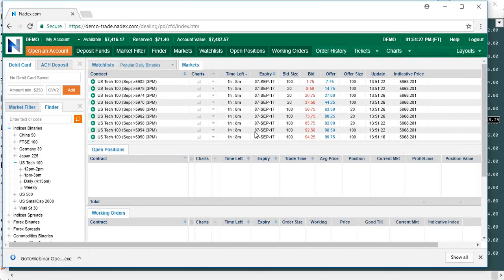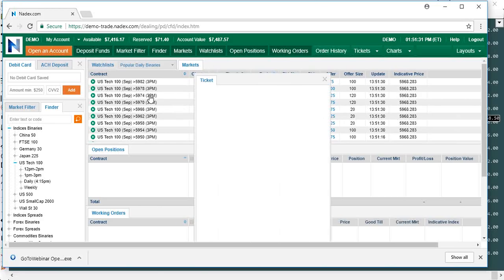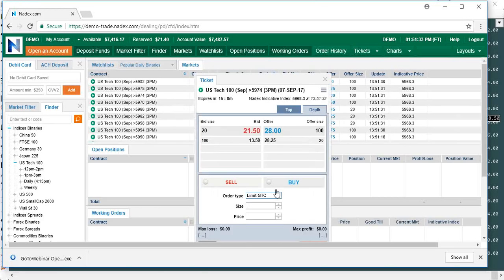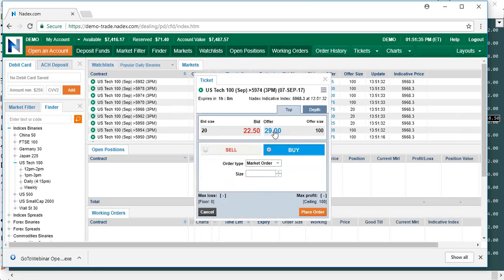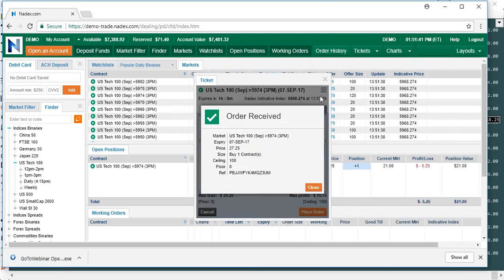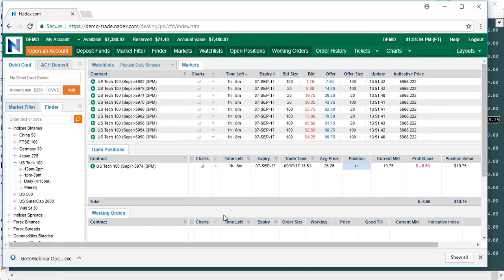Let's just say, for example, that I went in and I bought this binary right here. Okay, I bought one, and I say place order. Where is that order showing up right now? It's in open positions, right? Because it's open, it's active. I placed that order. This is an open, active trade.